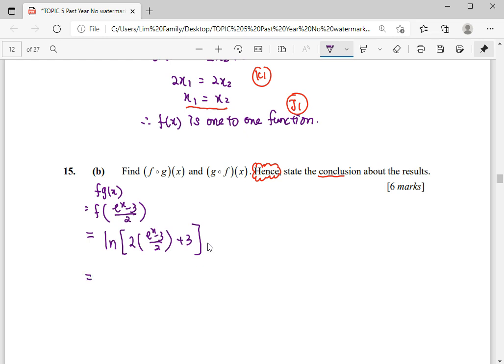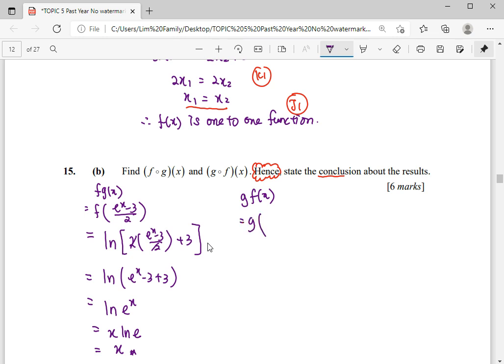So we try to simplify it. Multiply 2 divided by 2, it will be ln(e^x minus 3 plus 3). So simplify ln e^x, so x ln e. ln e equals 1. So we get x.